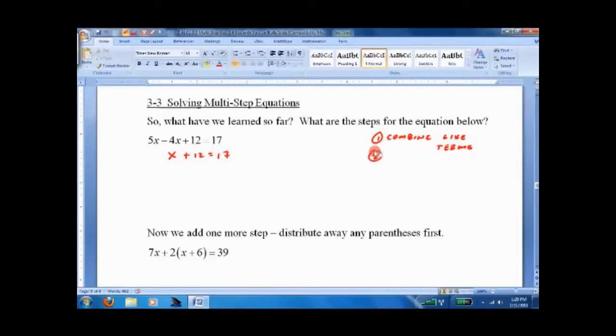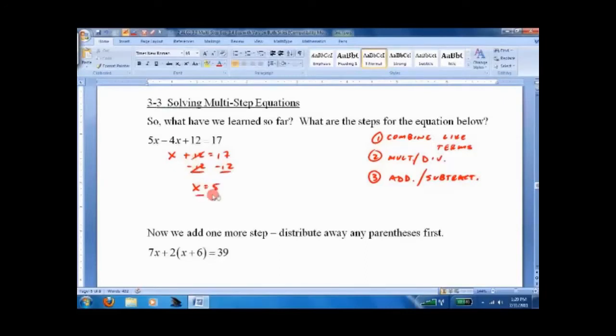Number two, we'll look at the multiplication or division. It would appear the teacher set this up wrong so we don't actually have to do that step. Number three is addition or subtraction. In this case, we do need to do that. Subtract 12.